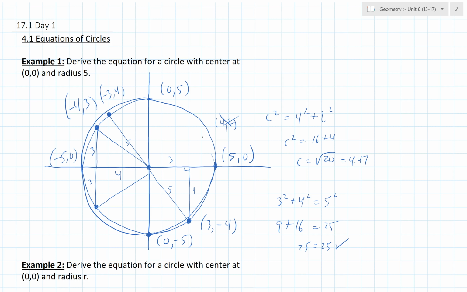We have +4, +3 would be over here. As long as our coordinates are 3 and 4 or 4 and 3, positive or negative, then we're going to get a 3, 4, 5 triangle, which makes a hypotenuse of 5. Okay, so those are several points that are on the edge of the circle.